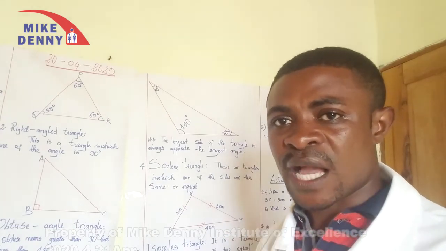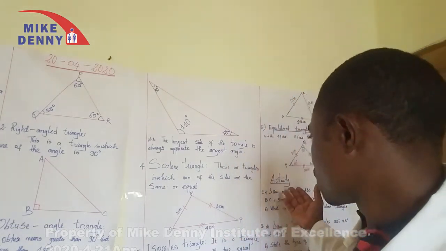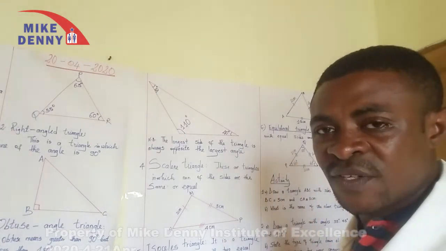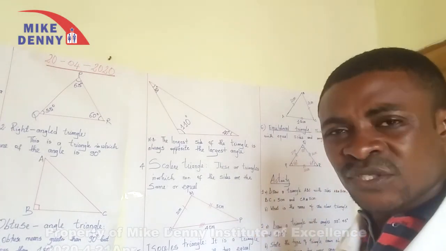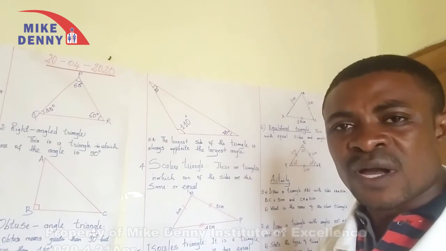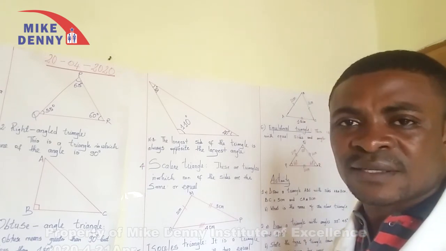So our next encounter, I'll be expecting the result of what I have given you as activity. You will draw the triangles with respect to the questions and you answer the other parts that follow.